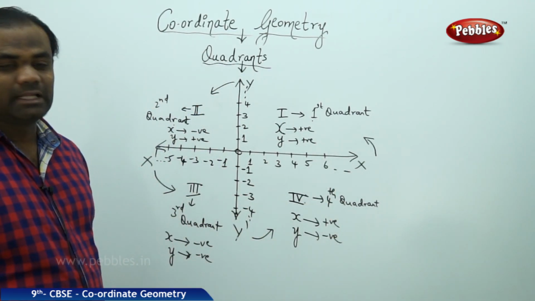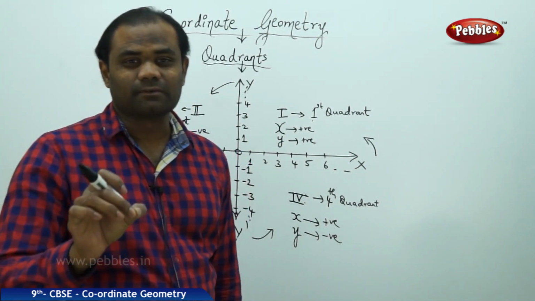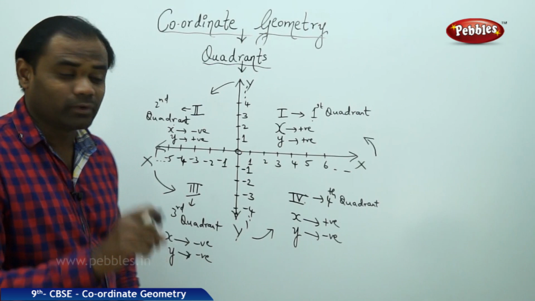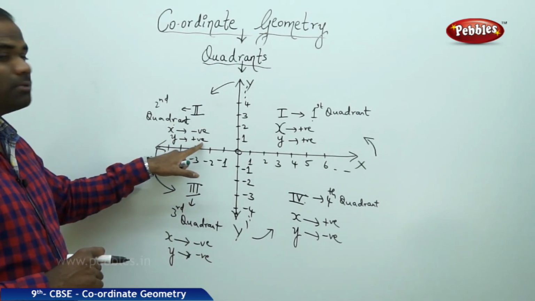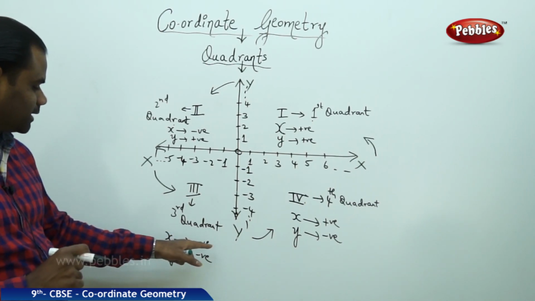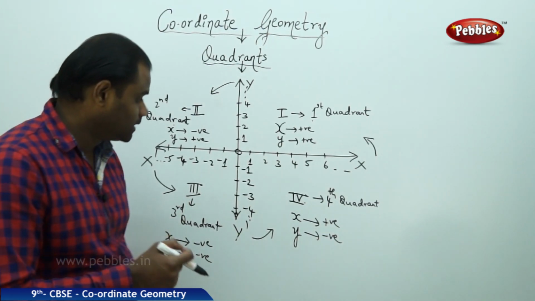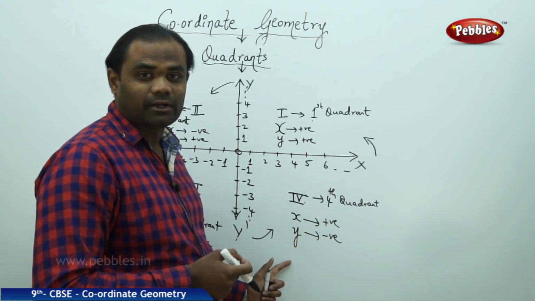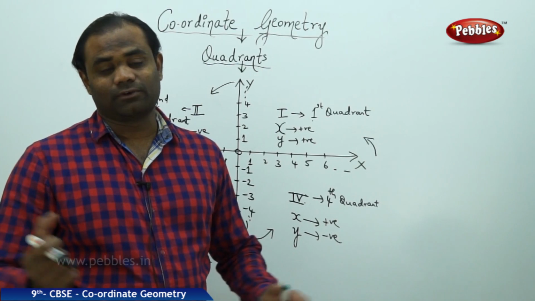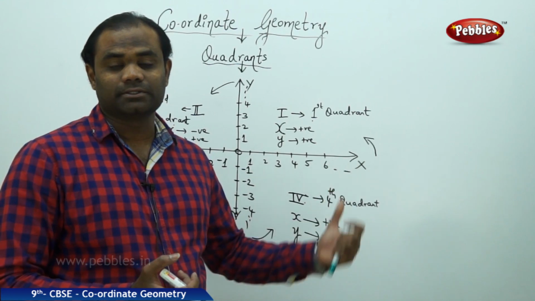So finally, we see that when I see through each of the quadrants, the region in which x is positive and y is positive is called the first quadrant. And the region in which x is negative and y is positive is called the second quadrant. And the region which refers to x negative and y negative, that region is called the third quadrant. The region in which x is positive and y is negative is called the fourth quadrant in the branch of coordinate geometry, in the coordinate system rules and regulations.